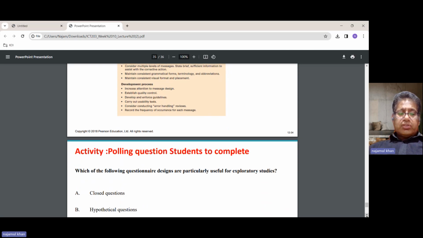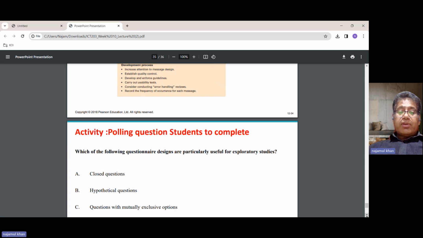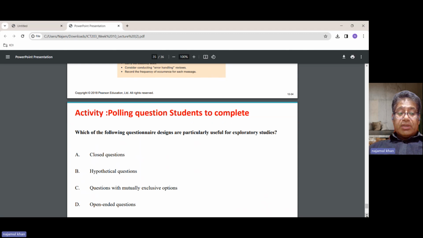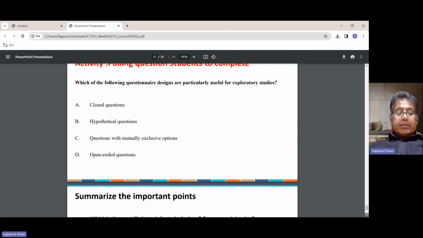Okay, and one last question. Which of the following question designs are particularly useful for exploratory studies? Closed questions, hypothetical questions, questions with mutually exclusive options, open-ended questions. Which questions are particularly useful for exploratory studies? I will say probably closed questions can be good. Some people will say open-ended questions, why not? Anyway, all right, guys.